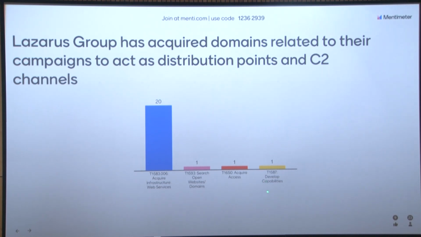And the fourth one is develop capabilities. In this technique, attackers try to develop capabilities to perform the attack. So, developing malware or a zero-day vulnerability exploit can come under this technique. Okay. Any doubt? If you have any doubt, please ask.